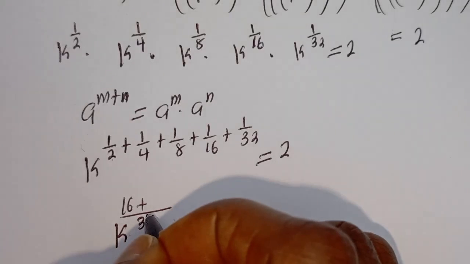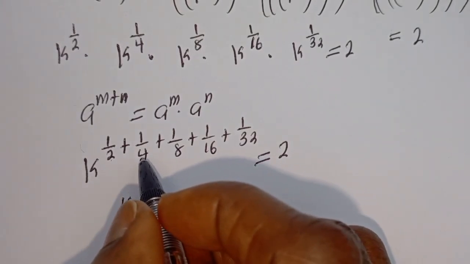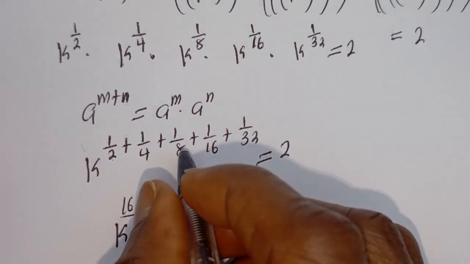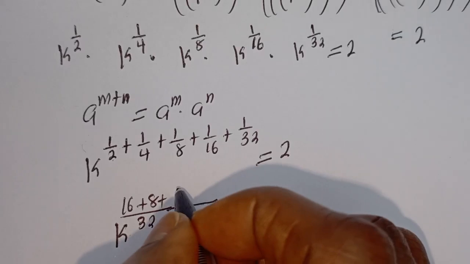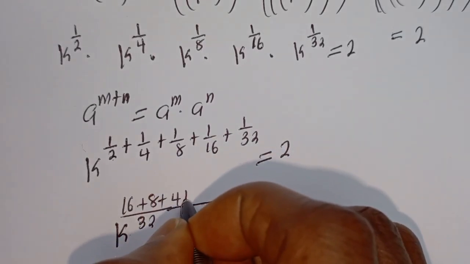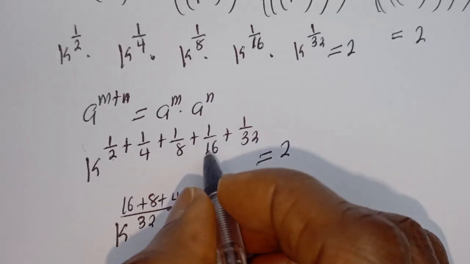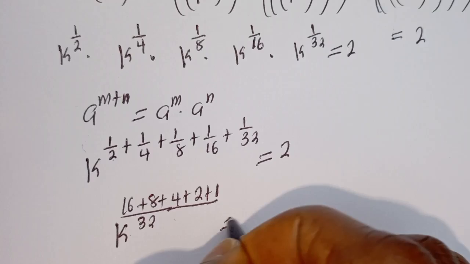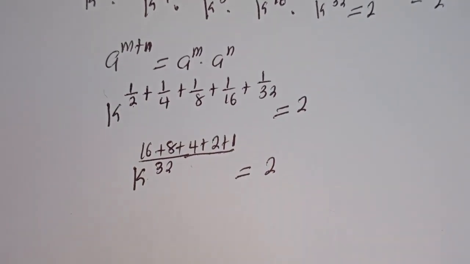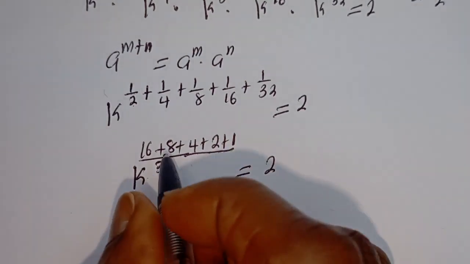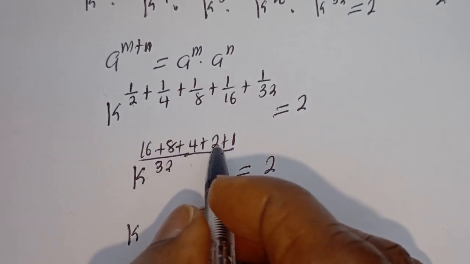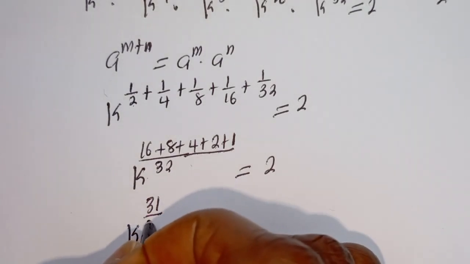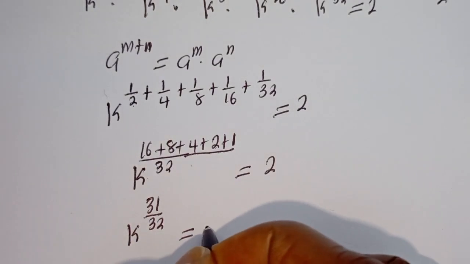Plus 4 in 32, that is 8. 8 times 1, that is 8. Plus 8 in 32, that is 4. Times 1, that is 4. Plus 16 in 32, that is 2. Times 1, that is 2. Plus 32 in 32, that is 1. Times 1, that is 1. Is equal to 2. Then here we have k to the power of 16 plus 4, that is 20. 8 plus 2, that is 10. Plus 20, 30. Plus 1, 31. 31 over 32 is equal to 2.